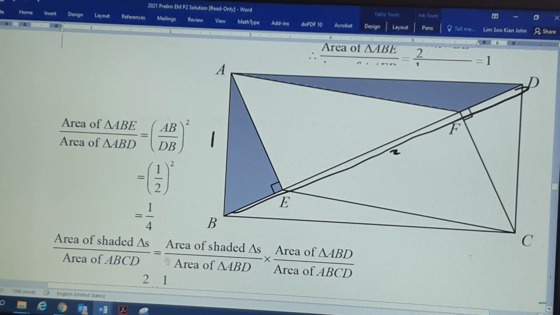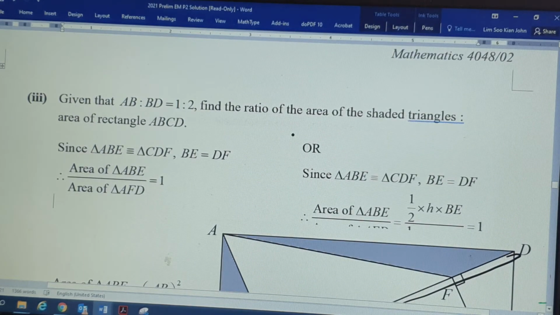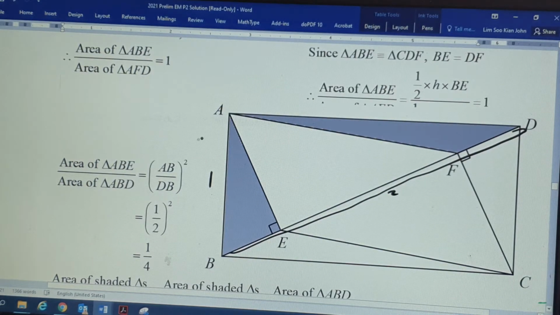So how to do? They ask us to find the ratio of the area of the shaded triangles to the whole ABCD. That means they want you to find this shaded area plus this shaded area, over this whole ABCD. What is the answer? So how do I do this? And why did they give us this 1 and this 2? Very strange. Okay, never mind. I show you how to do.